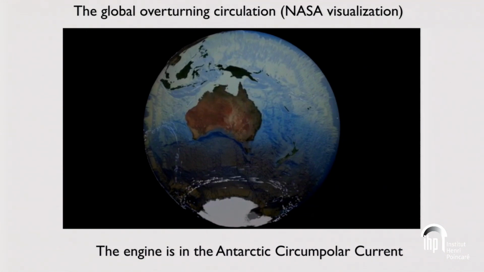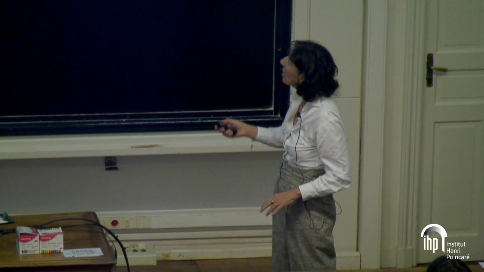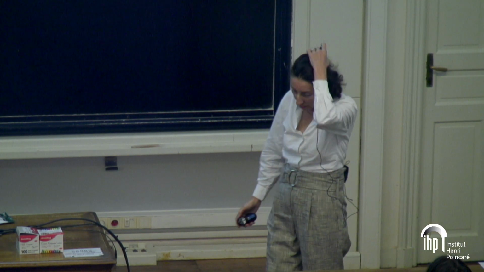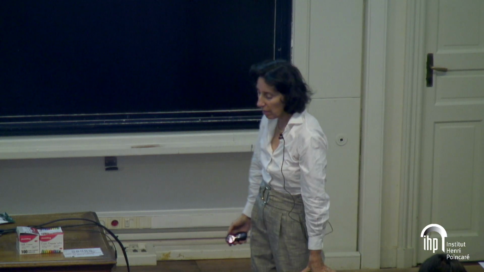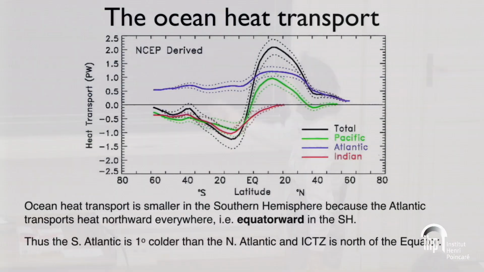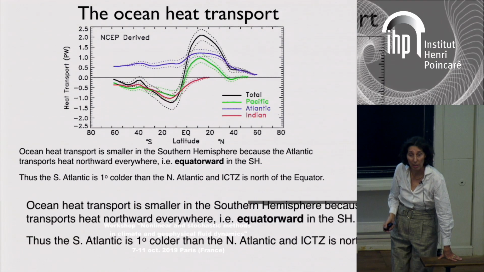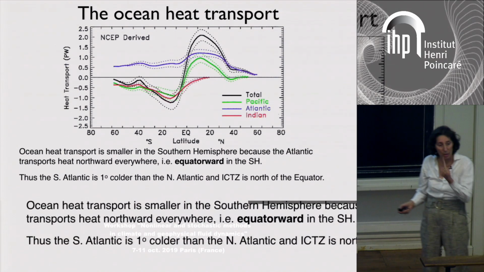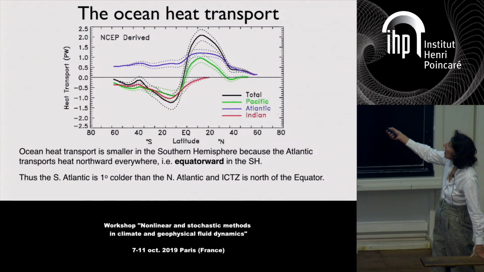So why is this circulation important? It's because it transports a lot of heat in the ocean, and especially in the Atlantic sector, which is this blue line. So this is heat transport as a function of latitude. It transports heat in the southern hemisphere towards the equator. It's kind of odd, isn't it? Because it's transporting heat up gradient. This is only in the Atlantic sector.